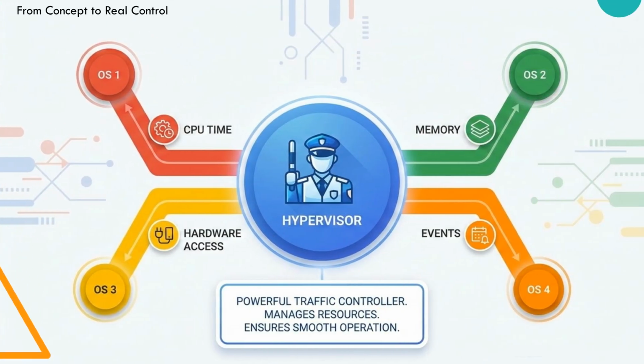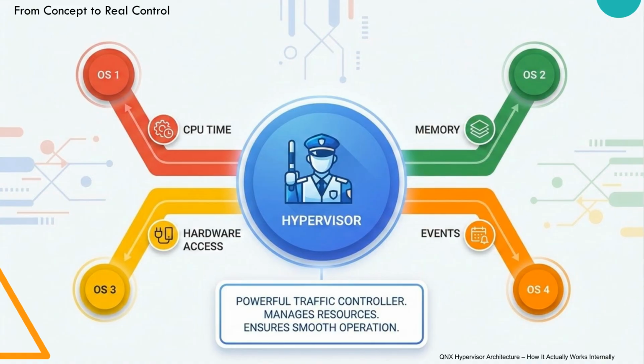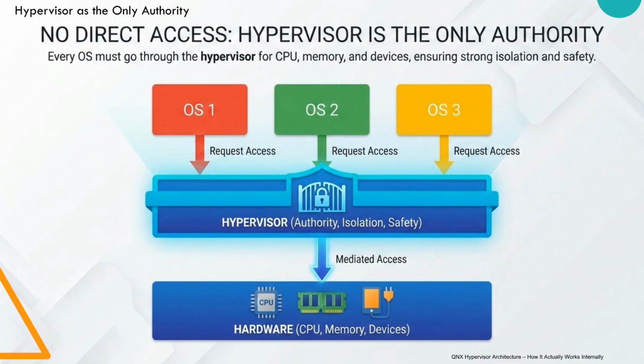At a high level, we say a hypervisor runs multiple operating systems, but internally, it is doing something much more powerful. It is deciding who gets CPU time, how memory is divided, which system can access which hardware device, and how events are handled. In simple terms, it behaves like a strict traffic controller, making sure every system runs smoothly, without interfering with others. The most important idea to understand is this: nothing runs directly on hardware anymore.